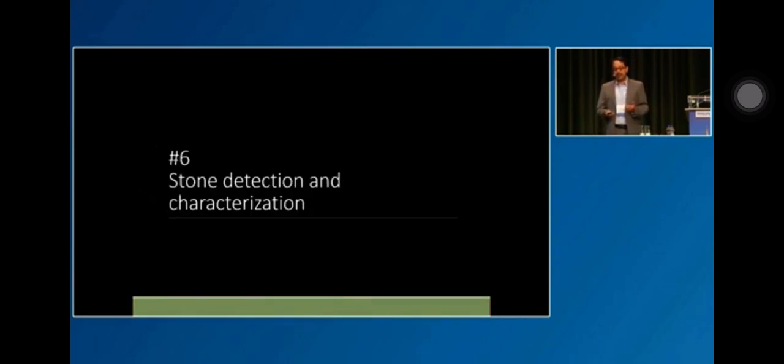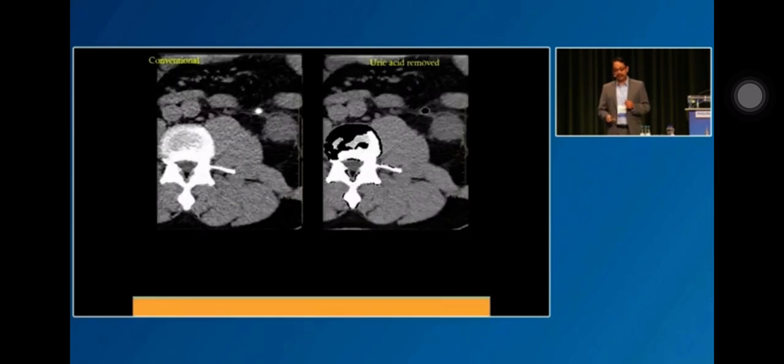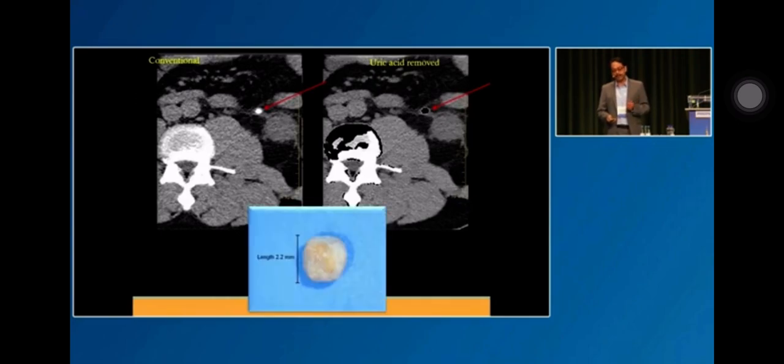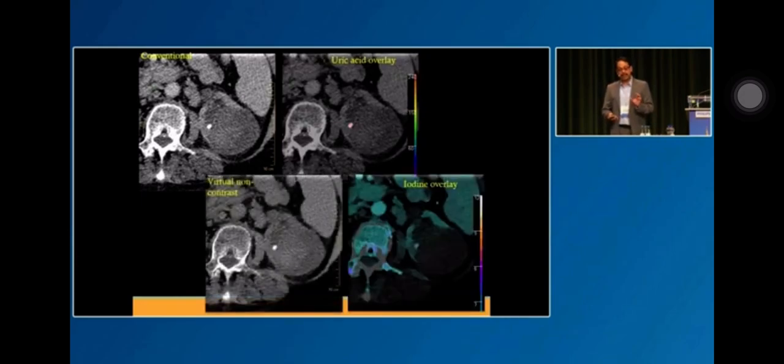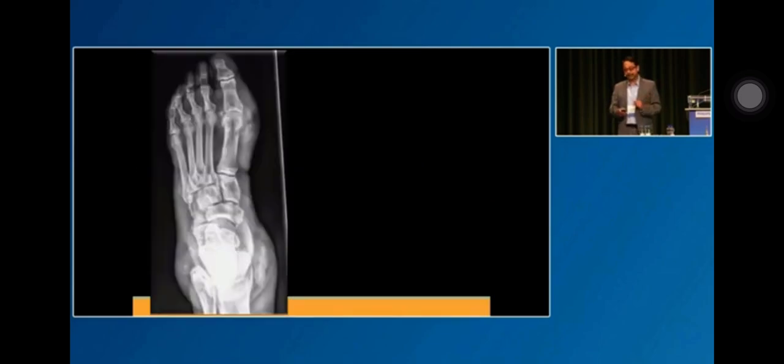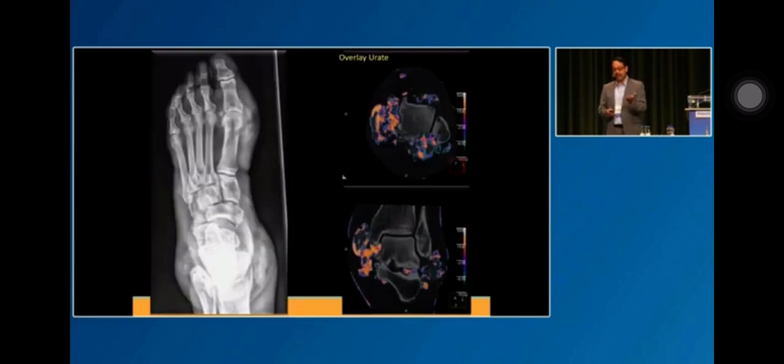Stone characterization is one of the oldest spectral CT applications there is. So here's a uric acid stone, just nicely characterized, confirmed after extraction. This patient has a stone in the left kidney and a kidney mass. Spectral CT shows that the stone is made of uric acid, and the mass is just a hemorrhagic cyst. So this shows how spectral CT can be a one-stop shop in emergency imaging. And of course, we can characterize uric acid deposits in gout and make these really pretty pictures.